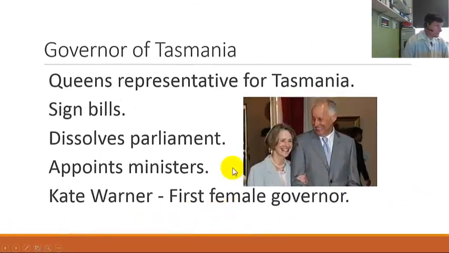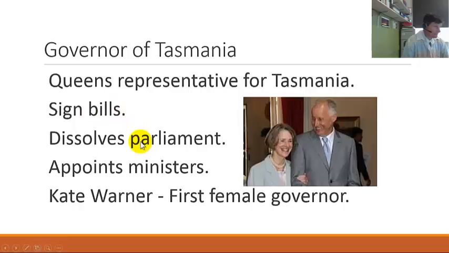The Governor of Tasmania is the Queen's representative for Tasmania. This is the first time we've had a woman as a Governor of Tasmania. Her name's Kate Warner. Her main role is to sign the bills once they pass through both houses of Tasmania to give royal assent.